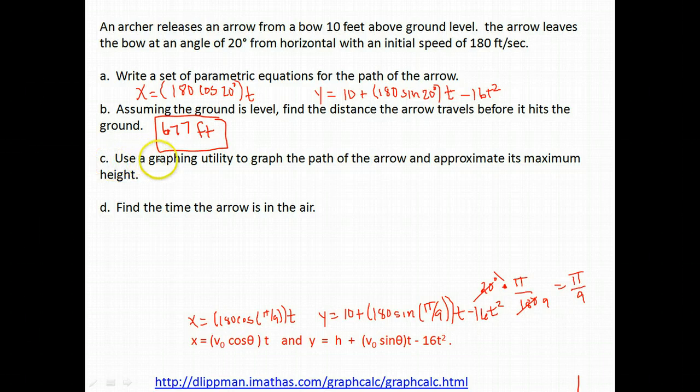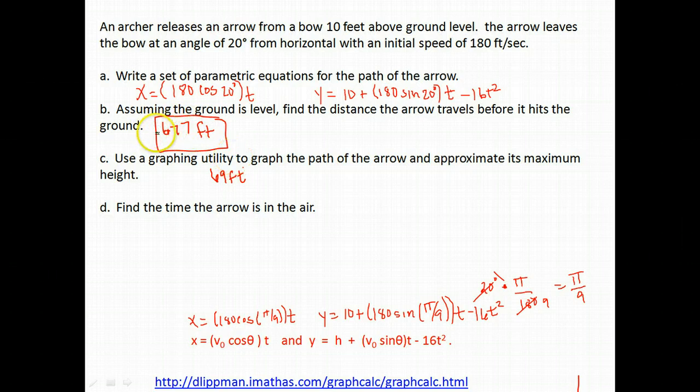C, use a graphing utility to graph the path of the arrow and approximate its maximum height. So we approximated the maximum height using our graphing utility, and we found that it was about 69 feet. Remember, our maximum height we said was about 69 feet. And D says, find the time the arrow was in the air. So how long did it take from being launched until it hit the ground?